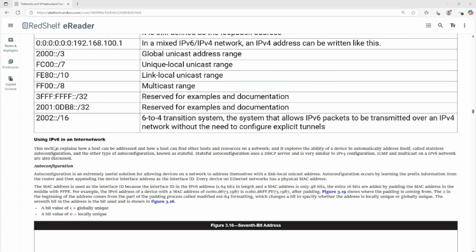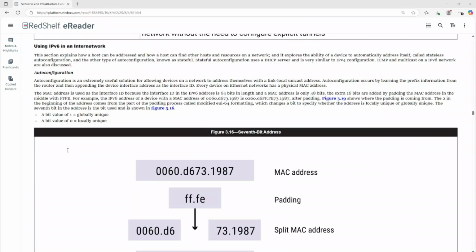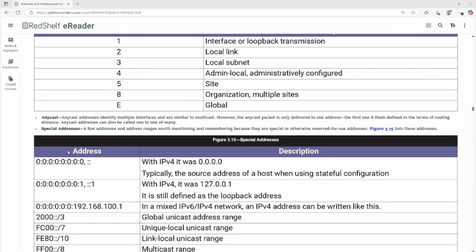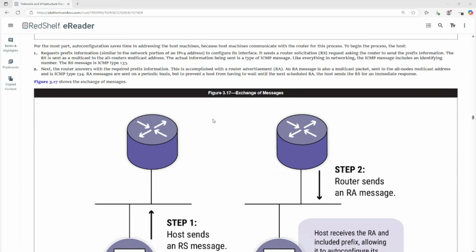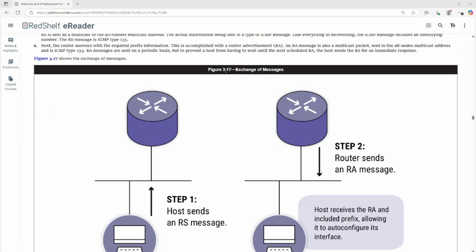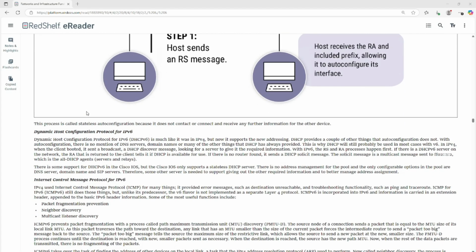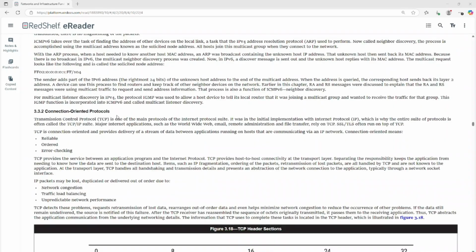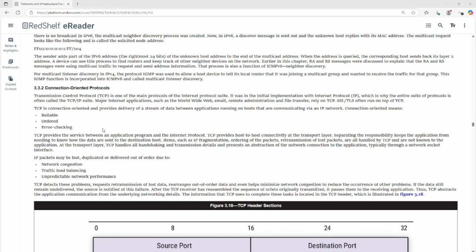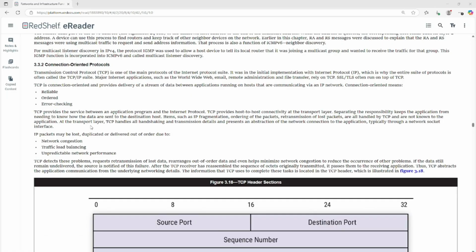You can just read about IPv6 addresses for a better understanding of this course. Look at the diagram in figure 3.17, connections of messages, just for a better understanding of how things operate. However, let's focus a little bit on connection-oriented protocols and connectionless protocols, just for a better understanding of this course. You might as well focus on this a little bit, because you might get a question come out of here.